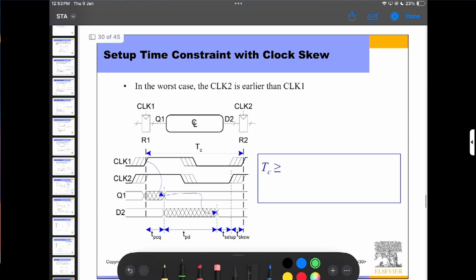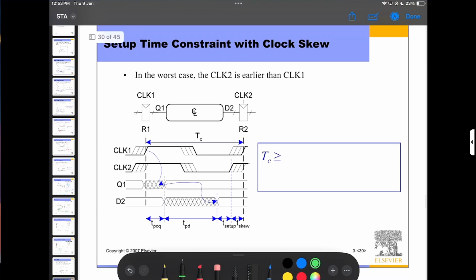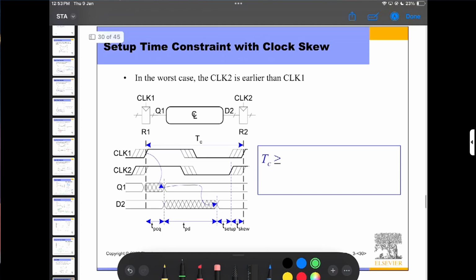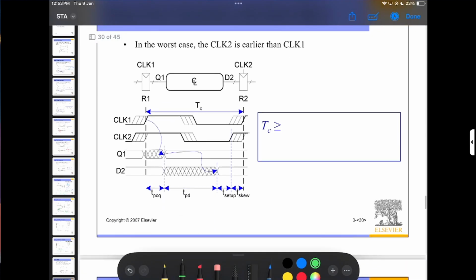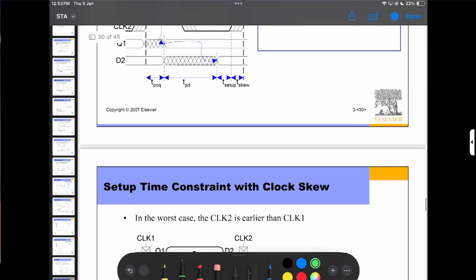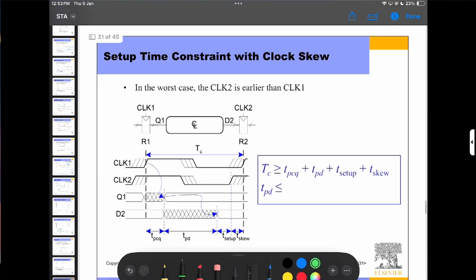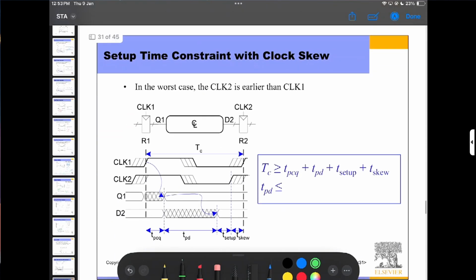So, setup time constraints with clock skew. In the worst case, clock 2 is earlier than clock 1. What I told already is that clock 2 is earlier, the setup time constraint. So TCQ, TPQ.